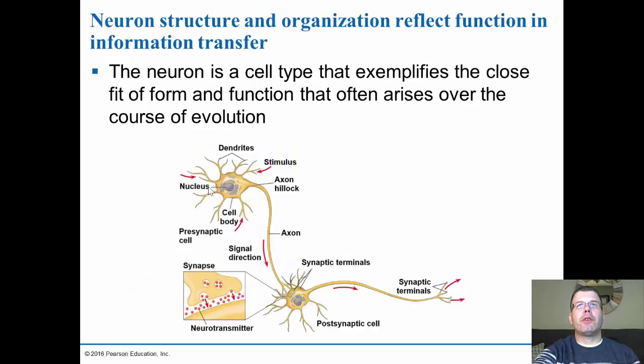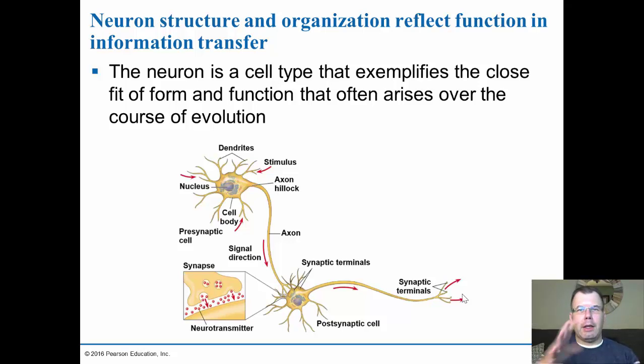Now, the neuron itself is a cell type that exemplifies the close fit of form and function that arises over the course of evolution. And with this, we have the dendrites, we have the cell body, and then we have the axon. And again, we're going to talk more about this as we go throughout this chapter. But essentially, how neurons communicate with each other is they send a signal down the axon that gets perceived at the body or the dendrites themselves, and then that signal gets transferred and passed down to the postsynaptic cell, which can then go to more terminals, which can either respond to other neurons or to muscles or glands or other things to send out a signal.